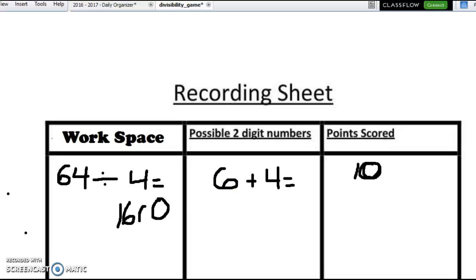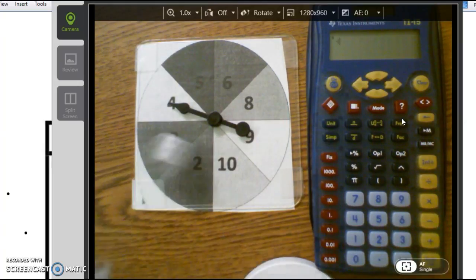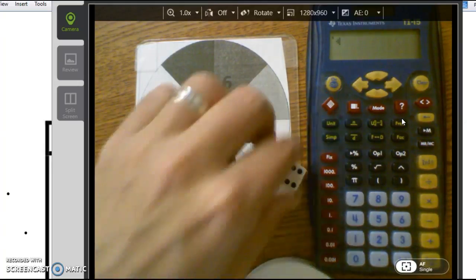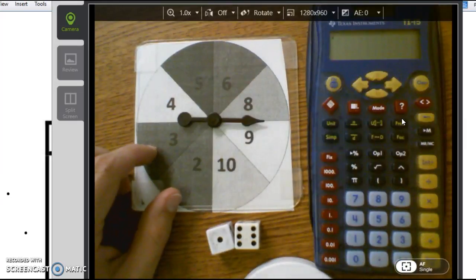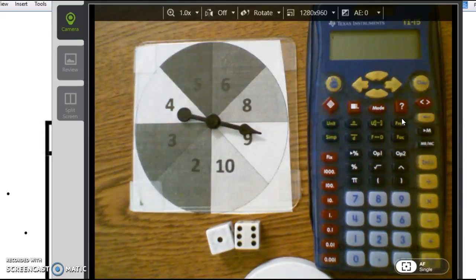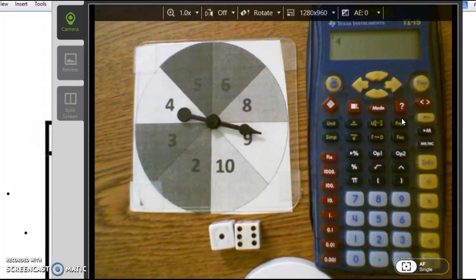So then it's my opponent's turn. What are they going to do? Exactly what I just did. They're going to pull up the spinner, the dice, and the calculator and start all over. First, figure out what you're going to divide into. They're going to divide the number 16, and they're going to see if 9 is a factor of 16, or if 16 is divisible by 9. So take 16, divide it by 9, and see that you get 1 remainder 7.